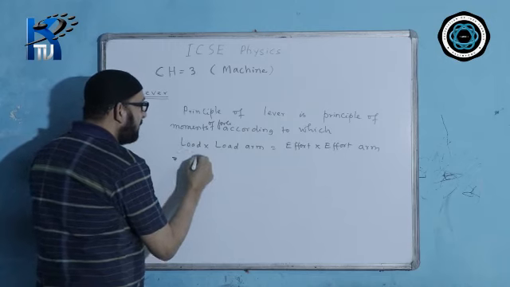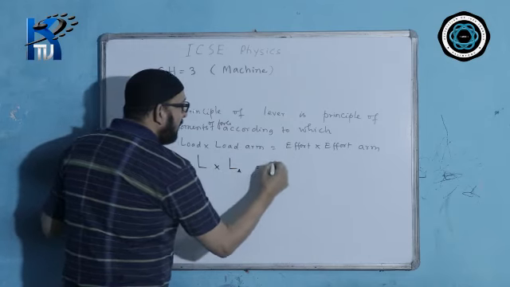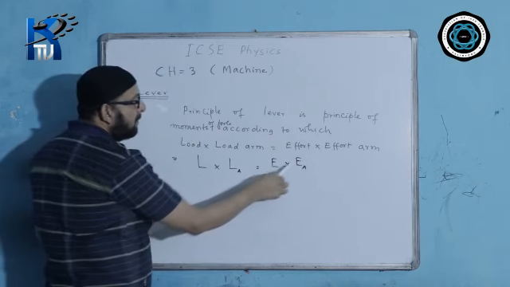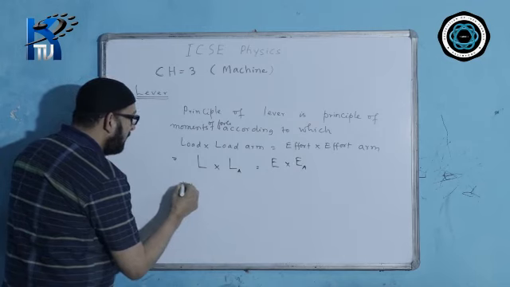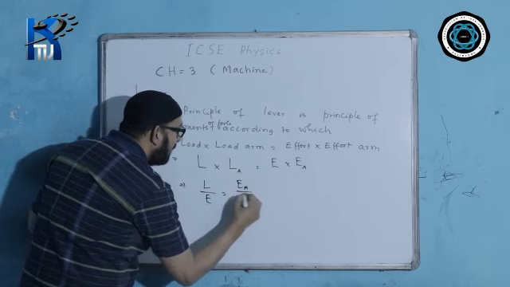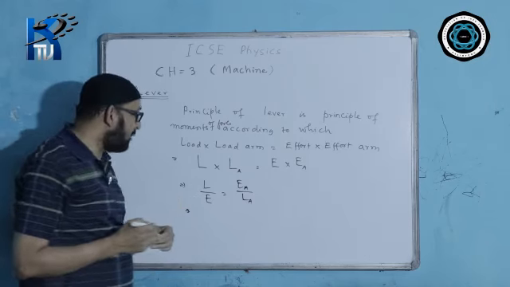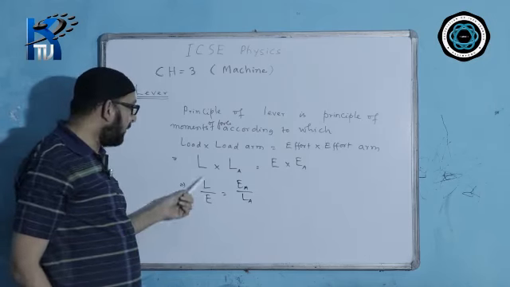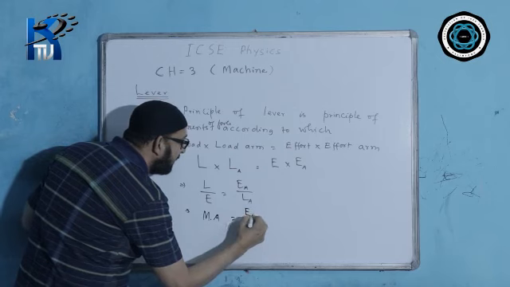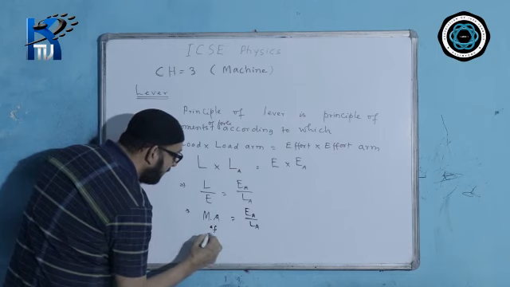Let us write symbolically: load, I write L; load arm, I will write LA; effort, I write E; and effort arm, I write EA. LA stands for load arm, EA stands for effort arm. We will continue a little further. We write load by effort is equal to effort arm by load arm. And as we know from the ratios of the machine, load by effort ratio is called mechanical advantage. So this becomes mechanical advantage, and here we will be writing EA by LA. This becomes the formula of mechanical advantage of a lever.